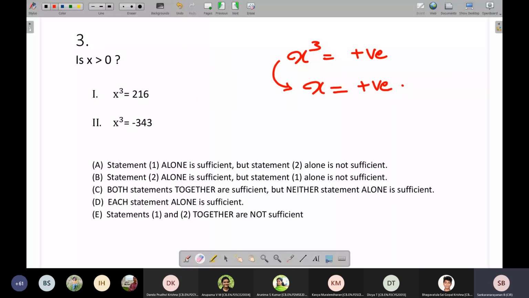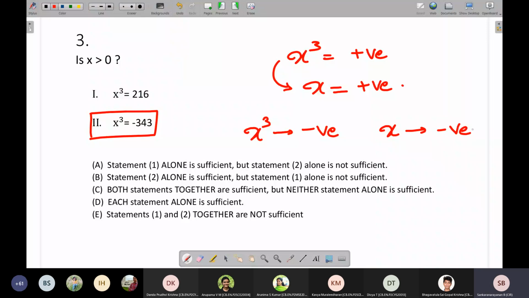Now let us focus on statement 2 alone. When I consider statement 2 alone, I can see x cube is a negative value. So you can conclude that this x has to be a negative value. Now, my question is, can you answer the question with statement 2 alone? Is it possible for you to answer the question with statement 2 alone?